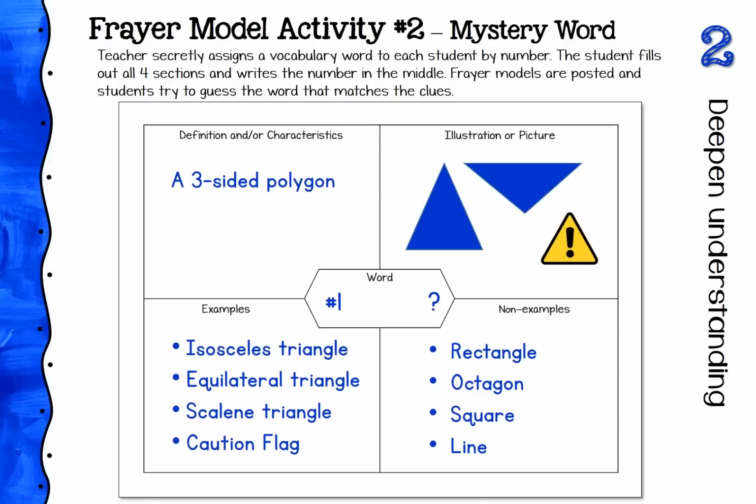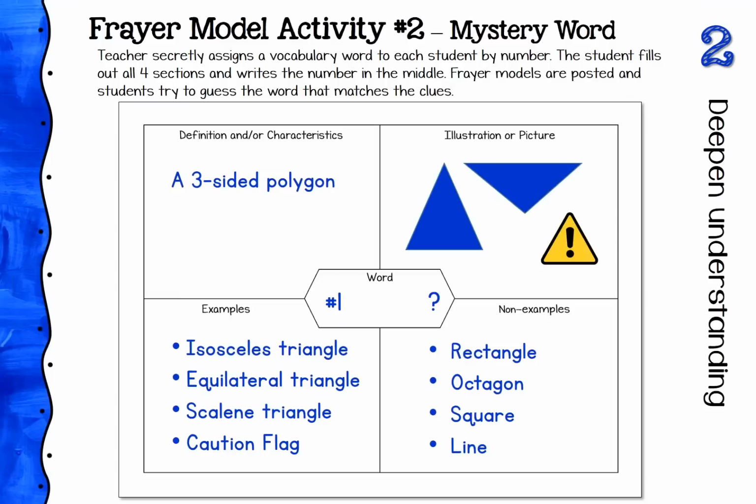And the next idea I had for the Frayer model, and this is me, graphic organizers are great, but it's that whole thing about powering up activities. When I see a graphic organizer, I think, okay, that's nice, but what am I going to do with it that's going to get the kids engaged and make it a little bit more interesting than just, here, fill out this graphic organizer? So what if this could be at the end of something like a geometry unit? What if you secretly assigned a vocabulary word to each student by number? So you let them know, you're number 3, and you secretly give them a card, you're quadrilateral or whatever.